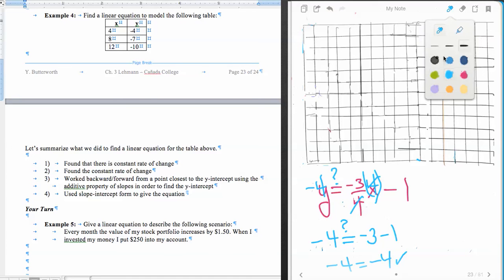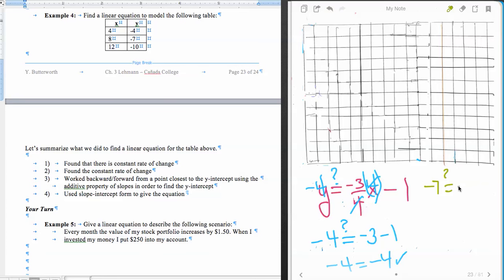So let's take the 8, negative 7 and check it. So my y is negative 7, and that's equal to, and I'm questioning, negative 3/4 times a positive 8, and then minus my 1. So these cancel, and that's going to give me negative 6 and negative 1, which gives me a negative 7. And negative 7 equals negative 7, and so it does. And if I had time, I'd do the last one to show you as well. So here's a summary right here if you want.